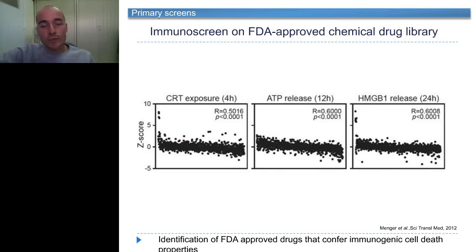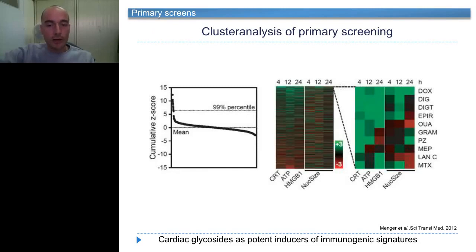So what we did in this project on immunogenic cell death inducers is that we used an FDA-approved chemical drugs library, and we screened for the hallmarks of immunogenic cell death, meaning that we were looking at different time points, at different concentrations for the release and exposure of immunogenic hallmarks. We ranked all this, so we did the Z-scoring of all the hits that we found, and we ranked those in a hierarchical fashion.